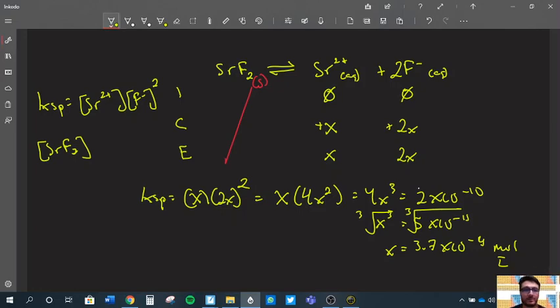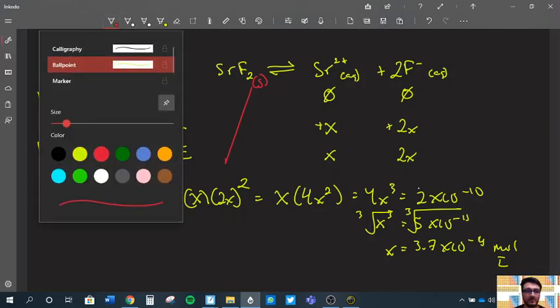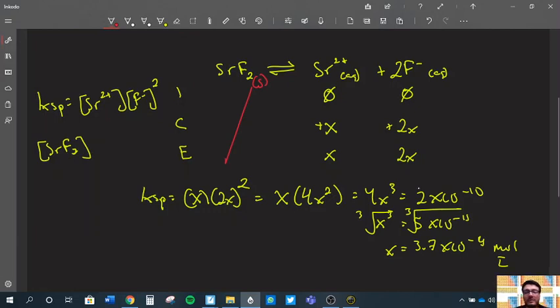I want to go back to that consideration I told you about. So what you figured out is the value for x. So this is what we know. We know the concentration of strontium ion. Now, because we know the concentration of strontium ion, and because when we compare stoichiometrically strontium ion and strontium fluoride, we know that it's a 1-to-1 ratio, then we know that the concentration of strontium fluoride is going to be the same thing.